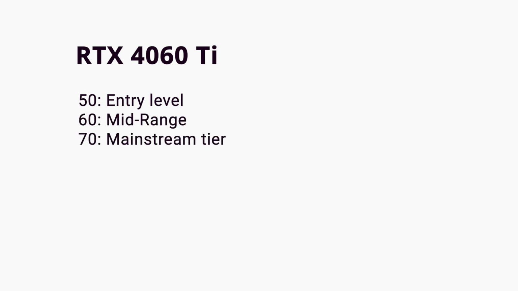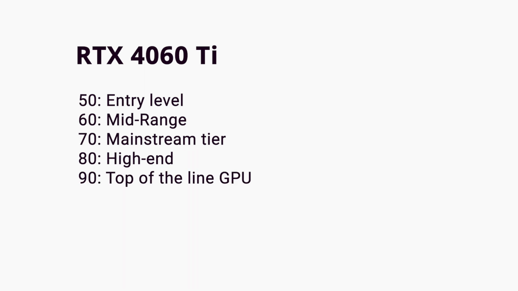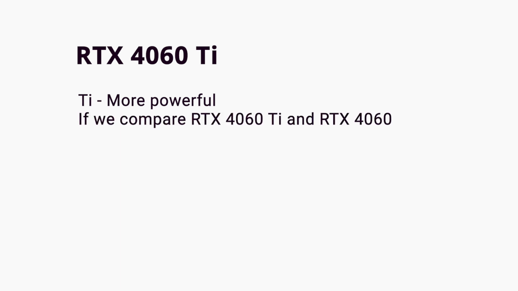In place of 60, if the third digit was 50, then it means budget or entry level GPU. 60 is mid-range, 70 is mainstream tier, 80 is high-end, and 90 is the top of the line GPU. The suffix Ti means more powerful. If we compare a GPU with no suffix and a GPU with Ti suffix, like RTX 4060 and RTX 4060 Ti, then RTX 4060 Ti is more powerful than the RTX 4060 graphics card.